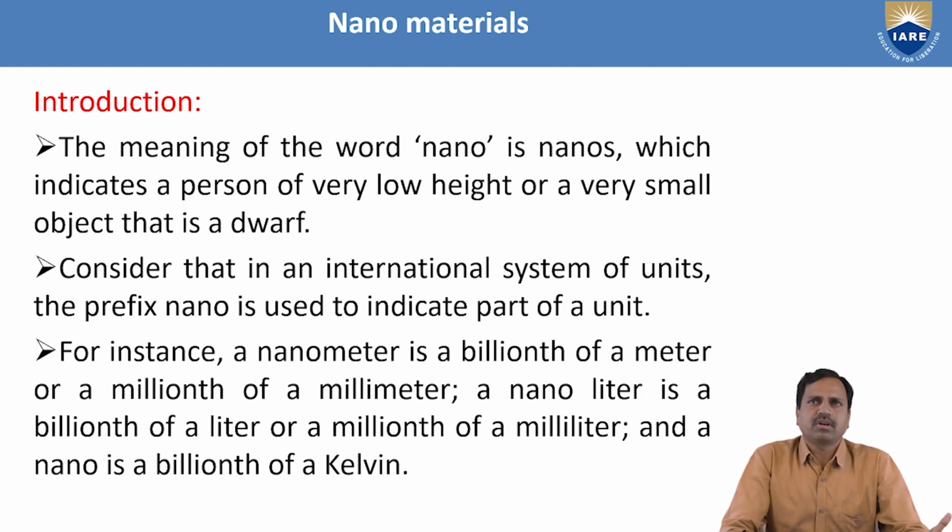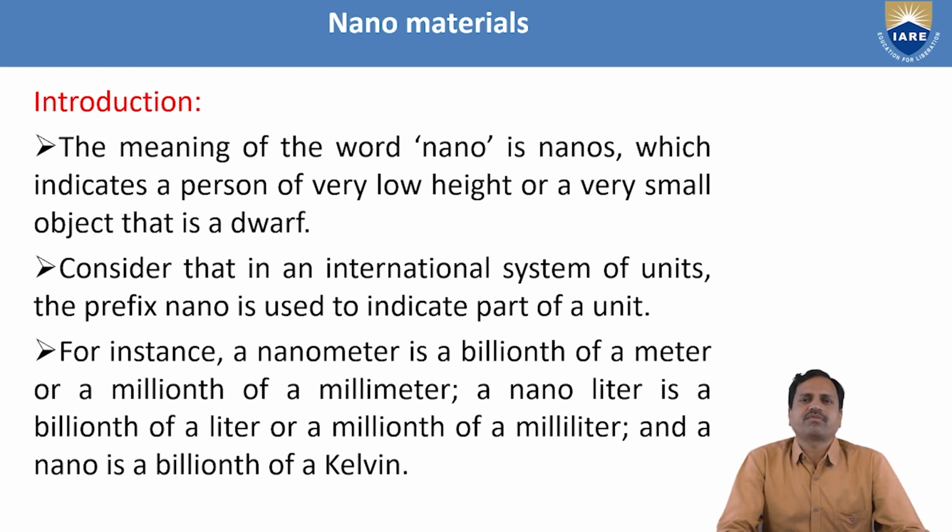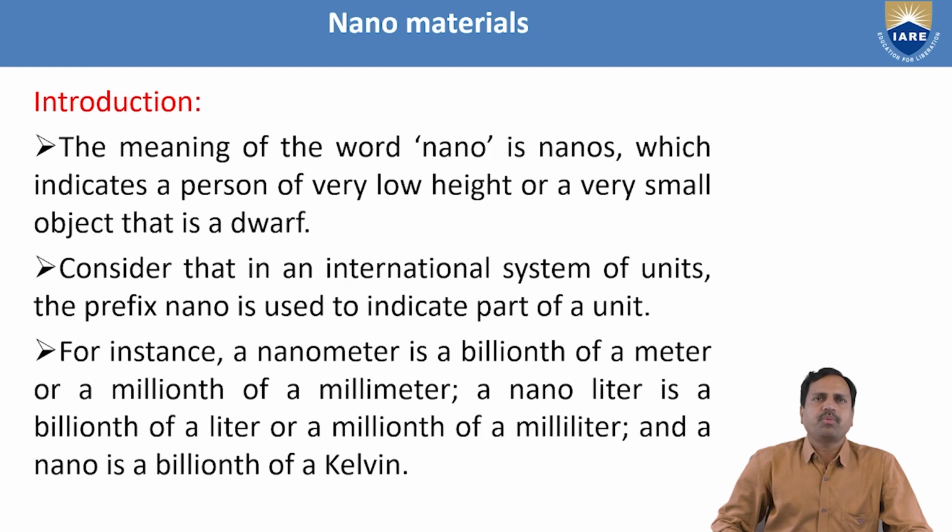The meaning of nano: nanos indicates a person of very low height or a very small object. So nano simply means a particle of very small size. Considering the International System of Units, the prefix nano is used to indicate a part of a unit. For instance, a nanometer is a billionth of a meter or a millionth of a millimeter. A nanoliter is a billionth of a liter, and a nanokelvin is a billionth of a kelvin. So this is about the nanomaterial units.